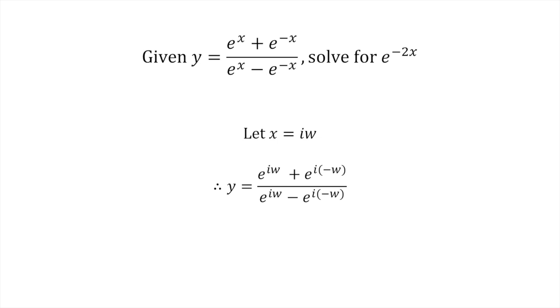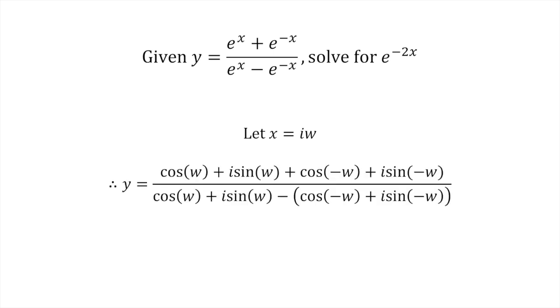So I've decided to go into the complex world for it. As in, I just let x equal iw, and then substituting that in, you can use Euler's identity. So you get that thing there, and then you're able to just expand it out into cosine w plus i sine w, or cosine negative w plus i sine negative w, depending on whether it was e to the x or e to the negative x.